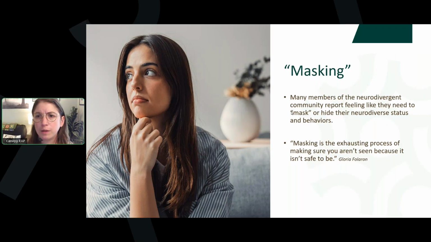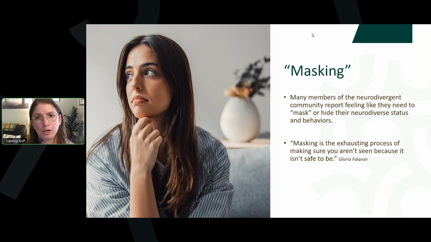All right, so some of you may be familiar with the term masking, but I wanted to make sure that there was a space to define that. So again, this is many members. I am not here to overgeneralize or say that this is one experience for every person. Of course, I don't ever want to do that. But many members of the neurodivergent community will often say that they feel like they have to mask or essentially hide those neurodiverse behaviors, status in order to be accepted in the normal society.